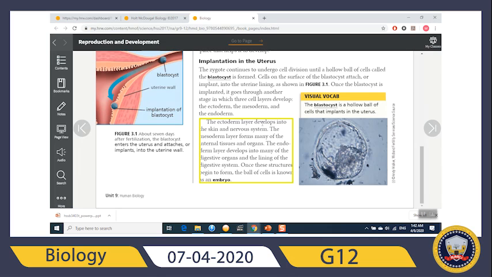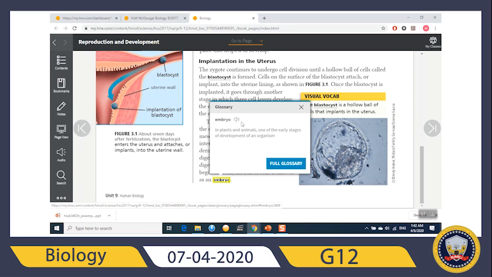The ectoderm layer develops into the skin and nervous system. The mesoderm layer will form many of the internal tissues and organs. The endoderm layer develops into many of the digestive organs and the lining of the digestive system. These structures all together begin to form the embryo. Embryo, in biology, in plants and animals, is one of the early stages of development of an organism.